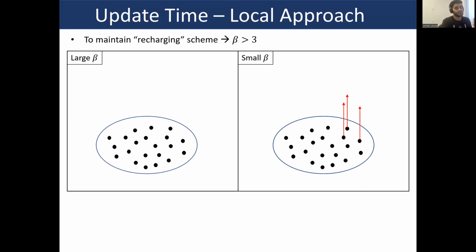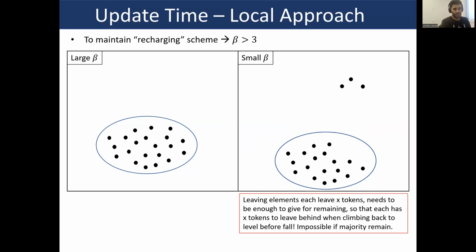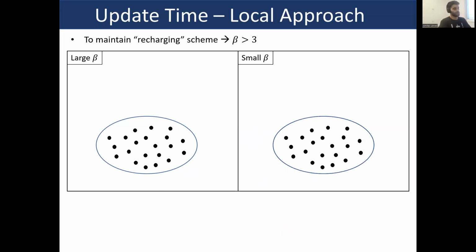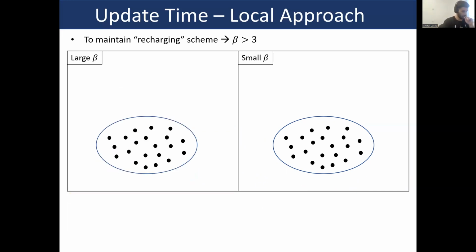So let's say beta is small. That means it's enough that just a few elements leave, and this causes the set to be ND, right? This is a cover set, the oval here. So it causes the set to be ND, so it does a local fall. But each of these 3 elements only left X tokens behind. So we can't hope to redistribute X tokens for each level to each remaining element, right? We need the majority to leave, as we can see with a large beta. Only when a majority leaves with a large beta is it considered ND, and then we have enough tokens for the remaining elements in the cover set to climb back up to the level that they came from.